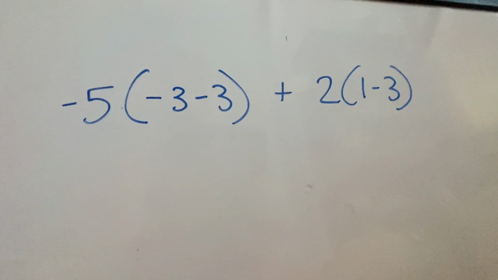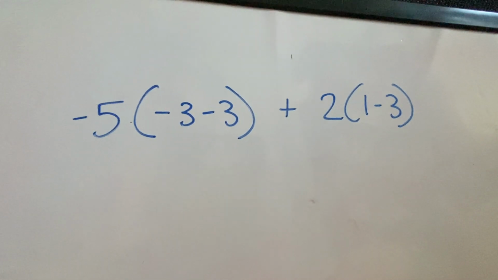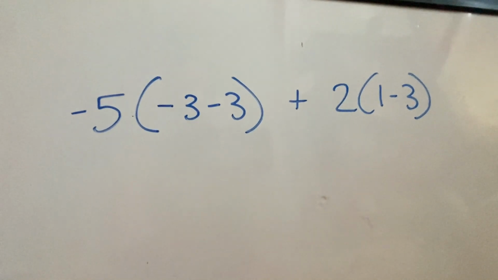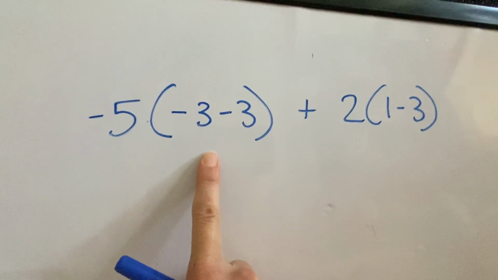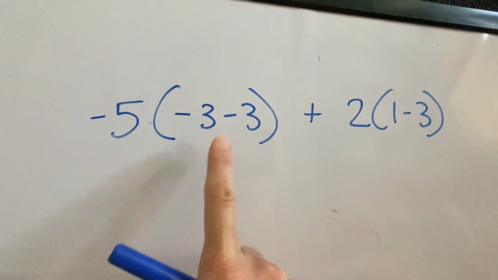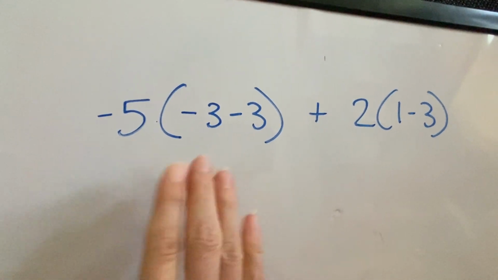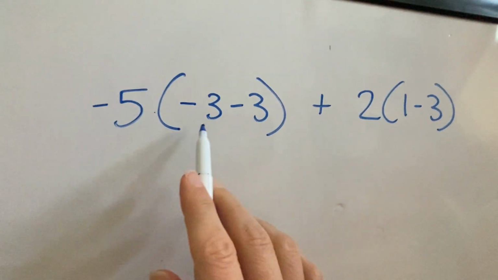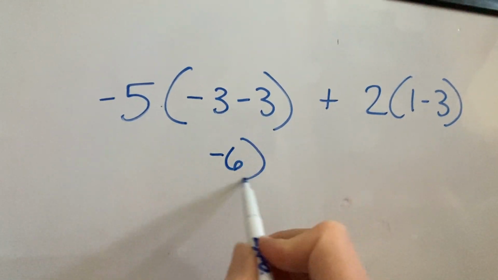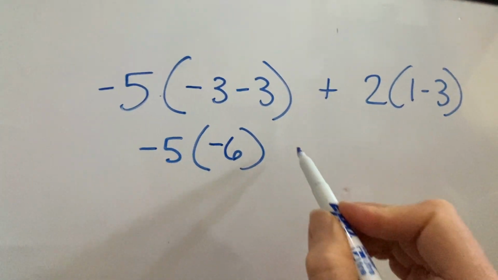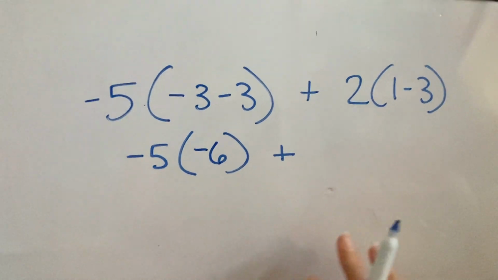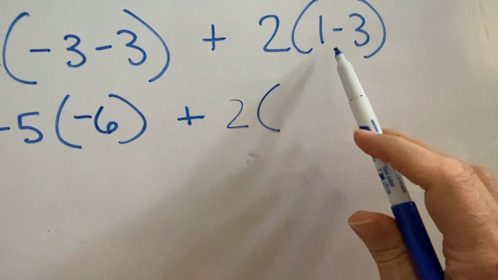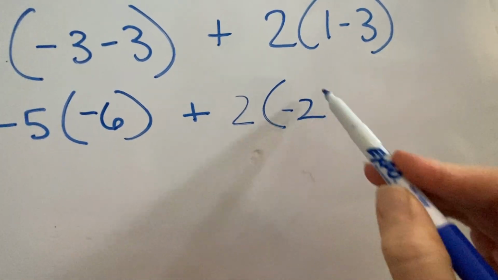Okay, so next example. This is letter C on page 56. We're going to work from left to right. And right here we have a -5 times what's in this parentheses. Well, we have to figure out what's in the parentheses first before we can multiply. So you have to focus on what's inside those symbols of inclusion. So -3 minus 3 is -6. And this is -5 plus. Okay, I'm just going to skip over this and focus on my parentheses first. Then I've got a 2 times whatever 1 minus 3 is, which is -2.